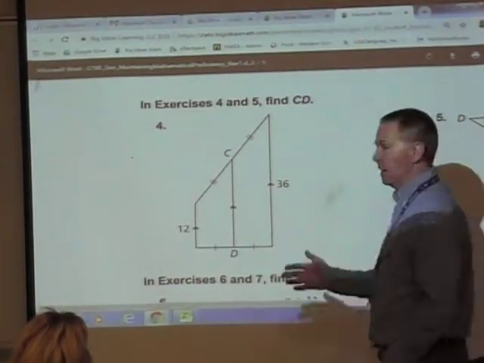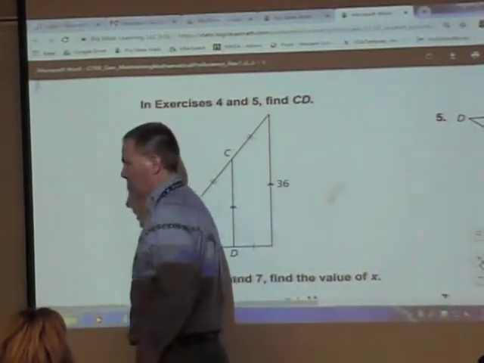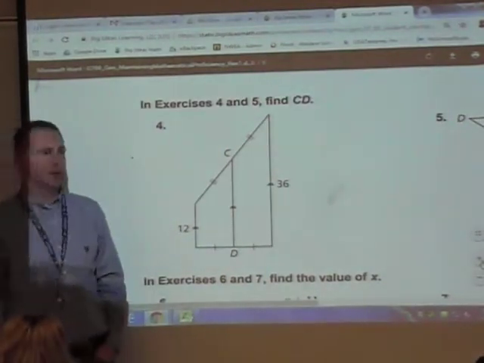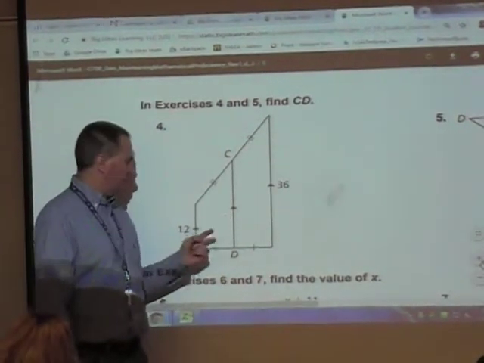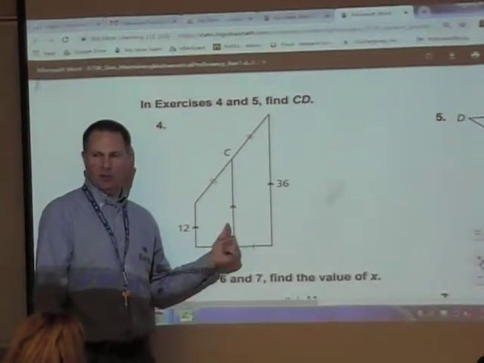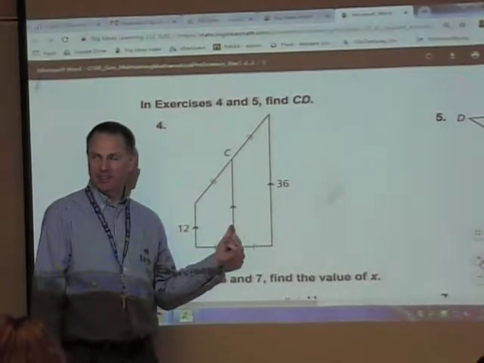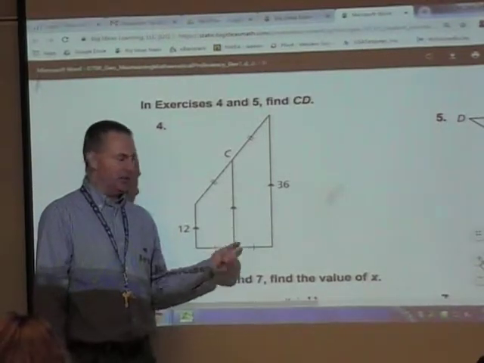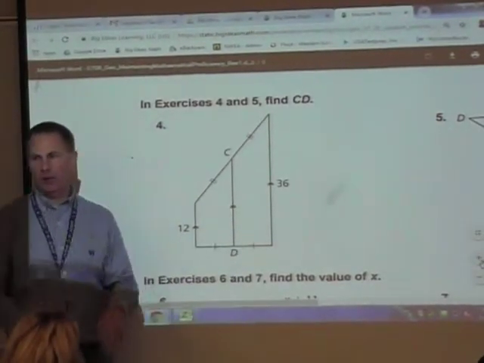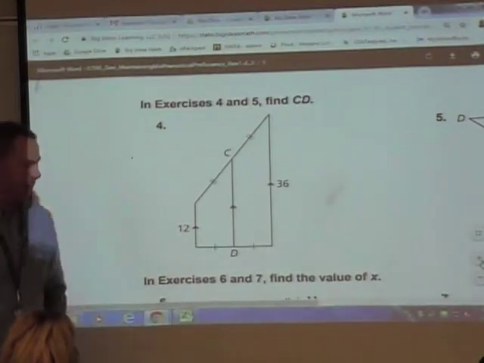12 plus 36 is what? 48. And 48 divided by 2 is 24. Notice 24 is between these two numbers. If you get a number that's not in between these two numbers for your mid-segment, you're doing something wrong. Okay, so 24 was that answer. 12 plus 36, all divided by 2. That's how you find the mid-segment.